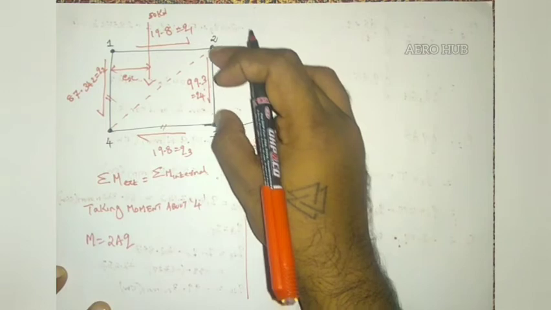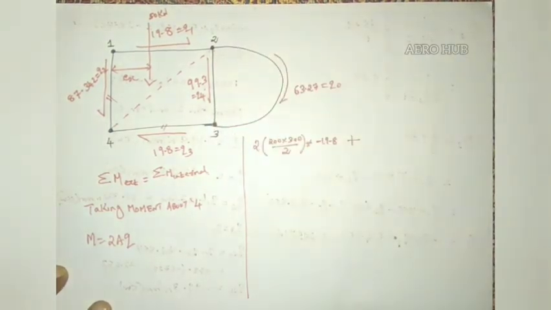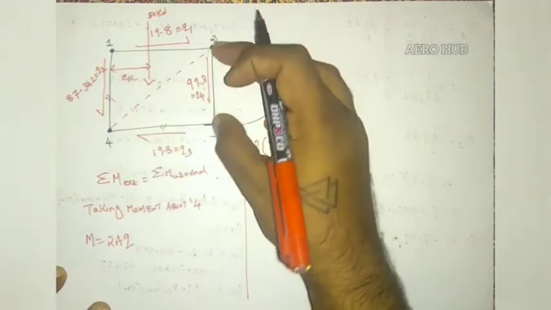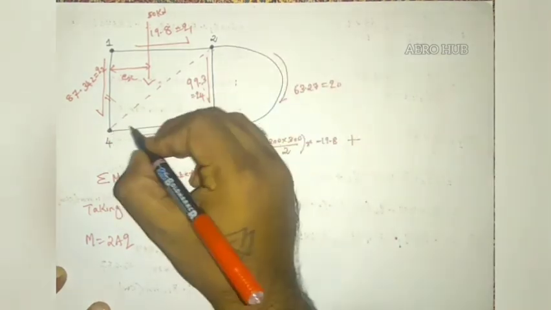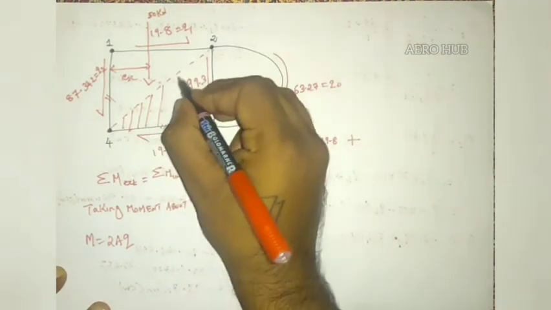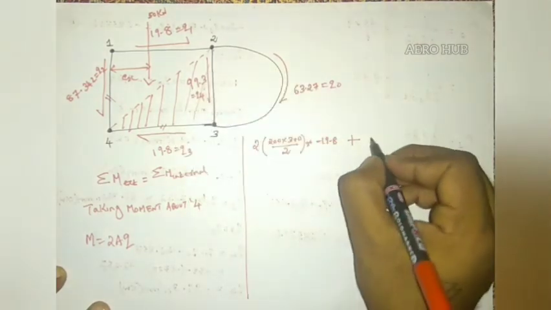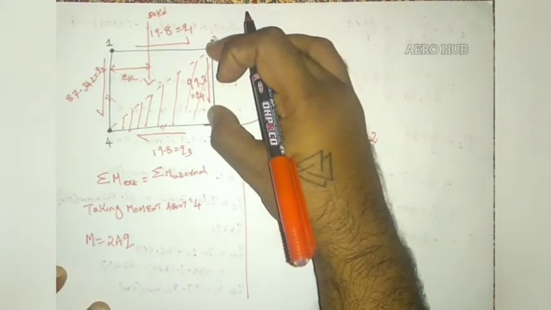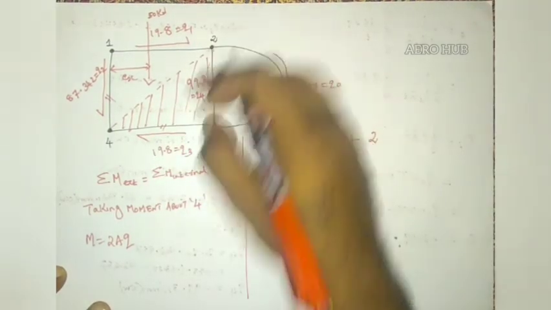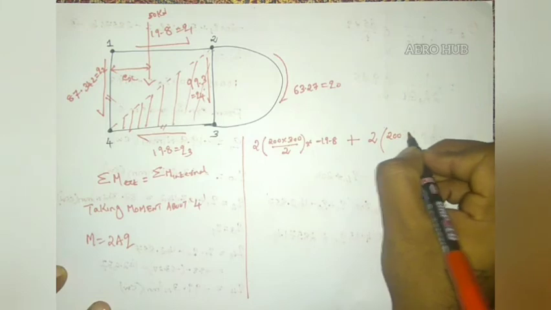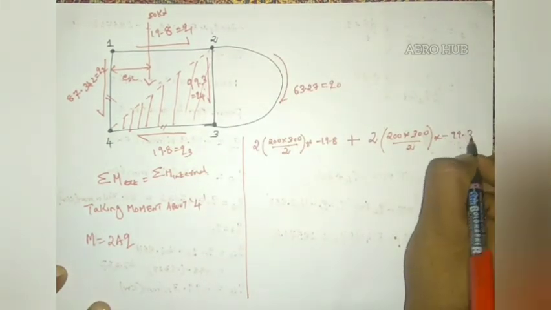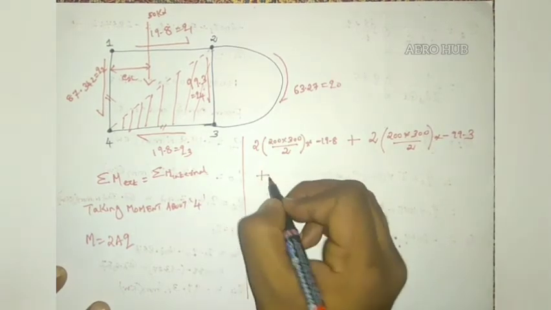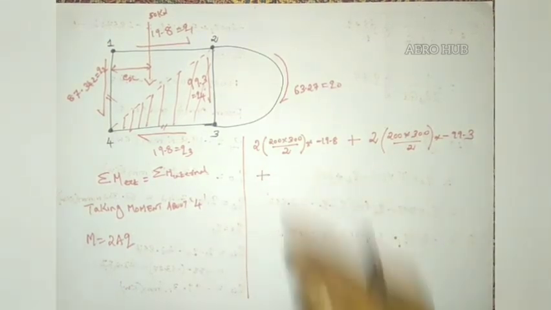Plus we have to consider for the portion 2, 3. For portion 2, 3, we have to consider the area enclosed by the portion 2, 3 with respect to the point 4. That is this shaded area. So that will be 2 into the area of the triangle, base is 200, height is 300. That will be 200 into 300 divided by 2 into, this is clockwise, so that will be minus 99.3.